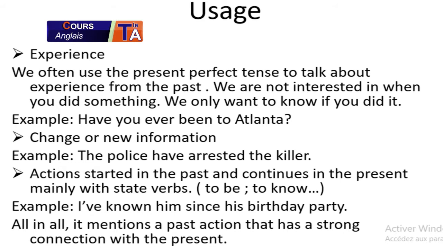The present perfect is used for actions started in the past and that continue in the present, mainly with state verbs. State verbs, we have a few examples: to be or to know. Now, let's give a sentence that will illustrate this point. I have known him since his birthday party. All in all, it mentions a past action that has a strong connection with the present.